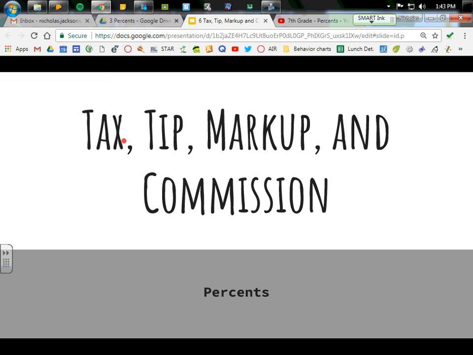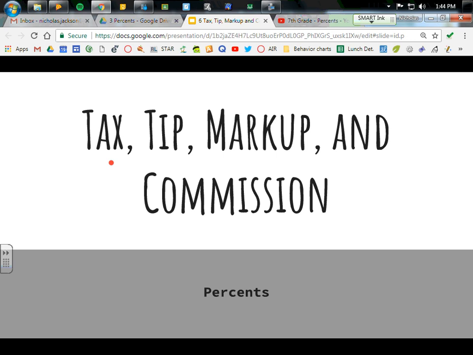Hey guys, so in this video we're going to be talking about how to calculate tax, tip, and markup and commission. These are all related to percents. They're all determined by applying percents and finances. So I'm going to be breaking this down in two sections. We're going to talk about tax, tip, and markup all together because they're done very similarly. And commission can be slightly different, so I sort of separated that off into its own thing.